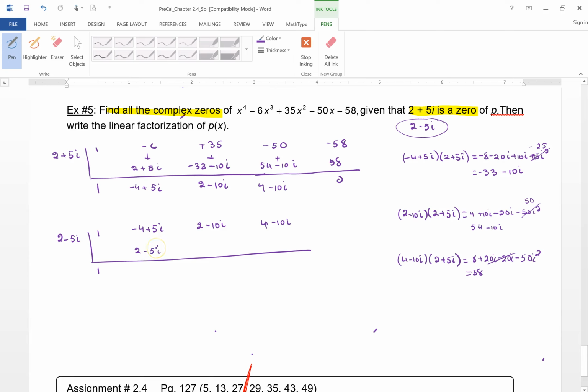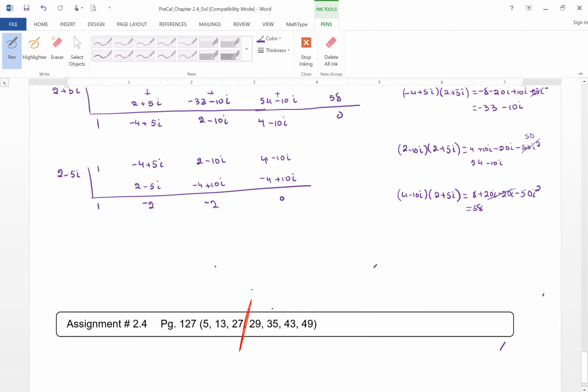What do you have left? No 5i because it goes away. So we get negative 2. You multiply with this. What do you get? Negative 4 plus 10i. What happens to the 10i's? Goes away. You get negative 2. You multiply. Negative 4 plus 10i. What do you get? 0 remainder. Now, you cannot tell me that this is not just pure satisfaction. Okay.